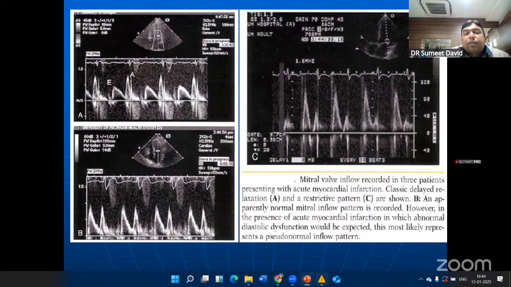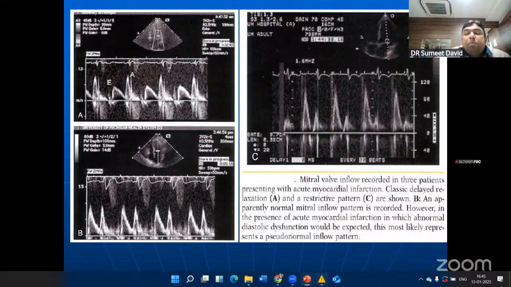So even if E becomes smaller than A, it is diastolic dysfunction that is seen in A1, the upper left one. So when it becomes a restrictive pattern, it is seen in C. You see the E is more and A is very small. It is restrictive pattern in diastolic dysfunction.